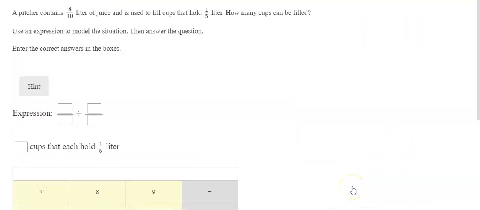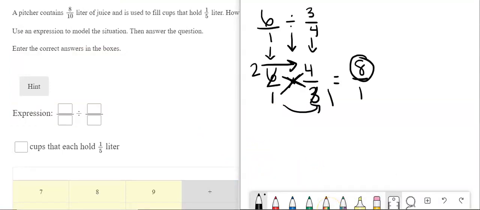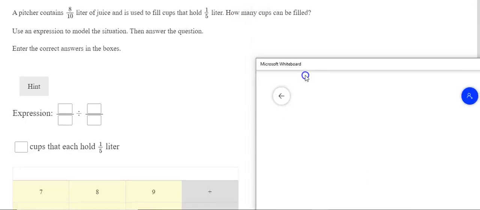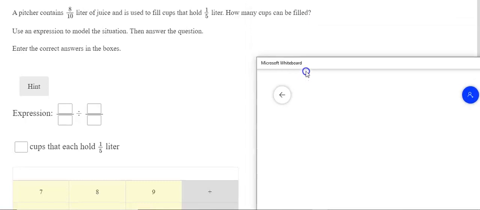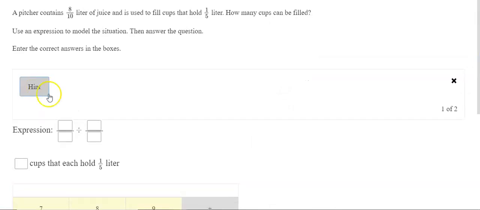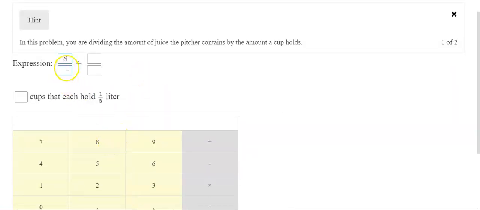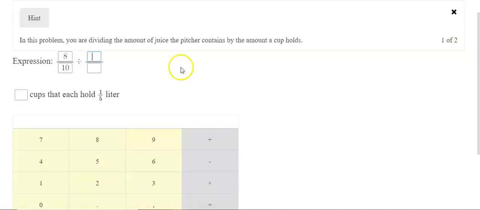Number 4. A pitcher contains 8/10 liter of juice and is used to fill cups that hold 1/5 liter. How many cups can be filled? So first we're going to write our expression. So the amount of juice is 8/10. And each cup holds 1/5.